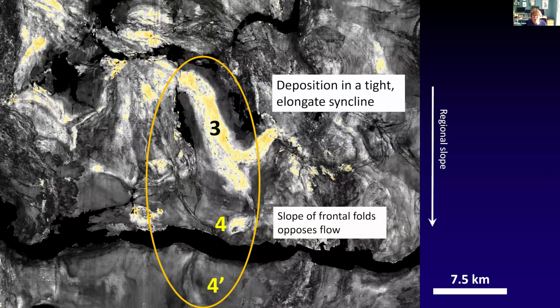Now let's move east. So that's where we were looking before, here. Now move east to this area, to two folds, here and here, that are at 90 degrees to the frontal fold belt. There's a tight syncline between them here. And here the amplitude response is moderate to high.